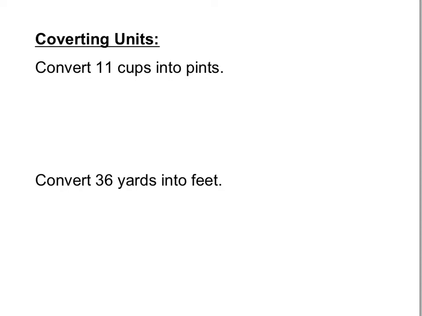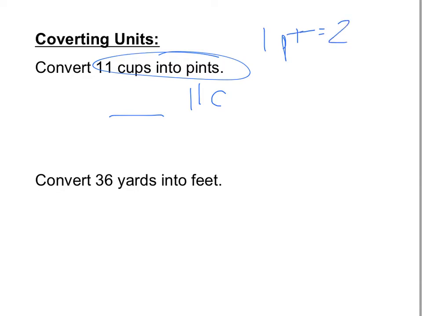Okay, so at this point, you should have already solved them, and now you should see what I get. So I put my 11 cups over here. Our fraction will end up being, let's see, 1 pint equals 2 cups. Okay, so I need my 2 cups down here so that way they cross out. Do my 1 pint on top. 1 times 11 is 11. 2 times 1 is 2.